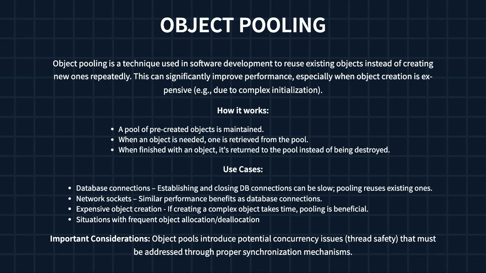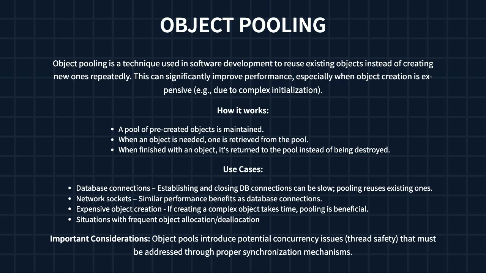Okay, let's talk about object pooling. Basically, it's a clever trick to avoid constantly creating and destroying objects, which can really slow things down. Imagine you need to connect to a database over and over again. Every time you do, it takes some time to set up that connection. Object pooling keeps a bunch of connections ready to go, so when you need one, you just grab an existing one from the pool instead of starting fresh.